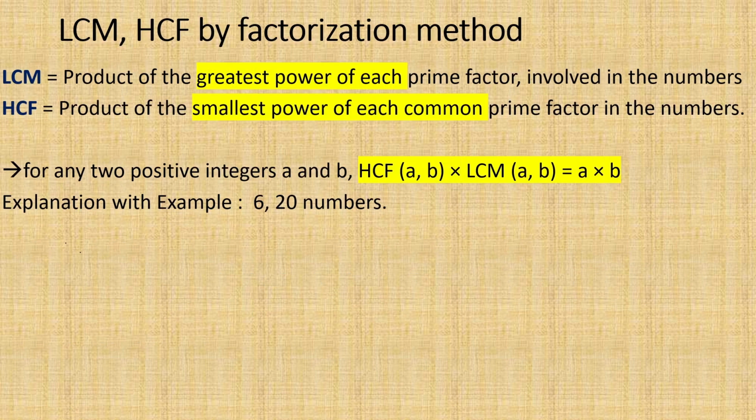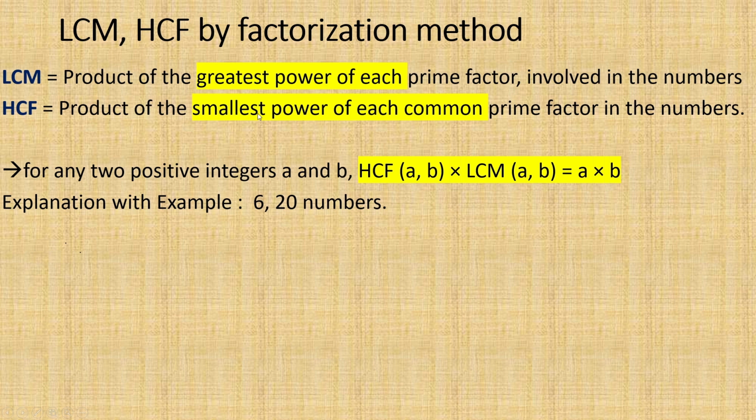Okay, and here we have LCM and HCF by factorization method. What is LCM? LCM is nothing but the product of the greatest power of each prime factor involved in the numbers. And what is HCF? HCF is the product of the smallest power of each common prime factor in the numbers. So LCM means the greatest power of each; everything we need to consider. HCF means the smallest power of each common one.